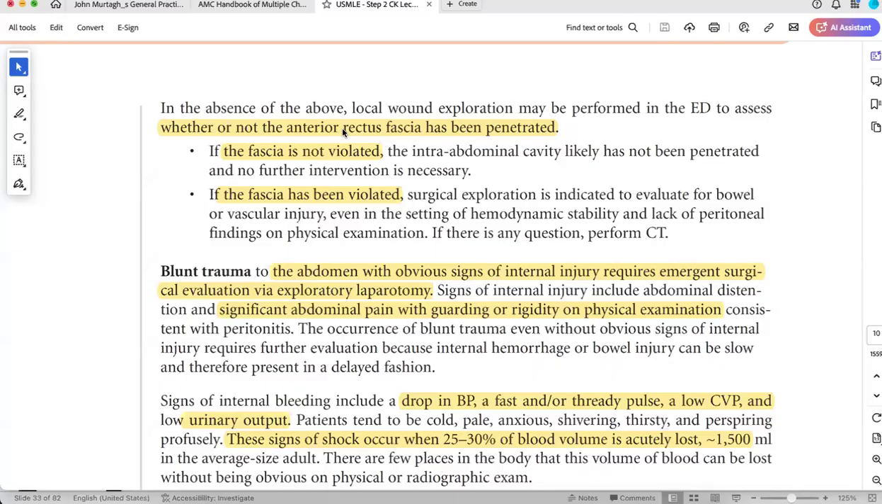If nothing like that, then look at the anterior rectus sheath. If the rectus fascia is intact, then it is unlikely that an intra-abdominal organ has been injured. So in that case, you don't need to go for surgical intervention.